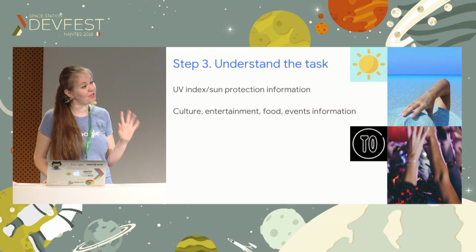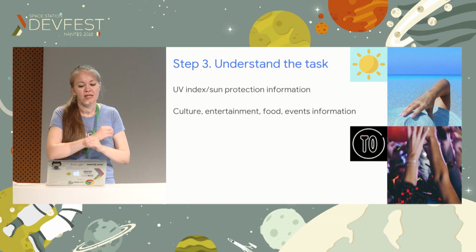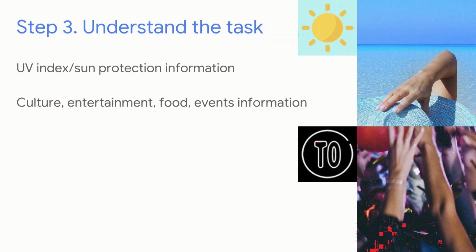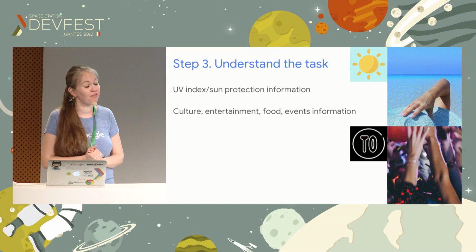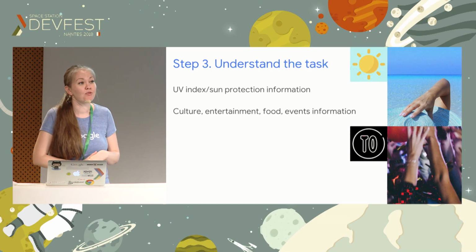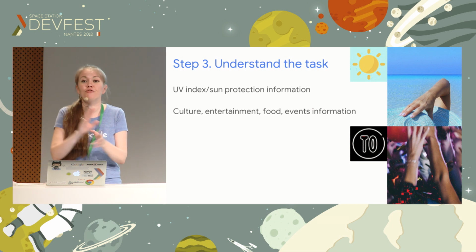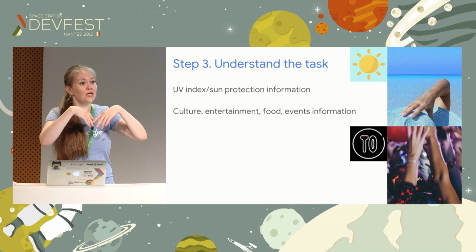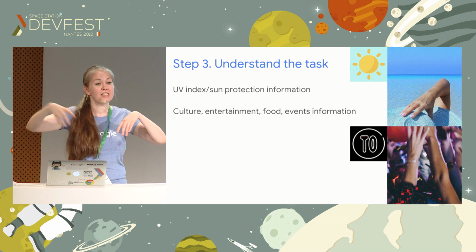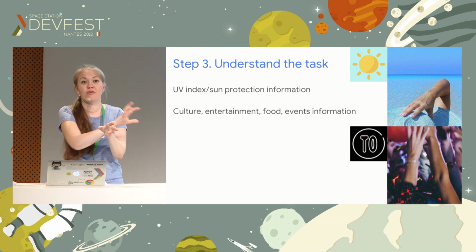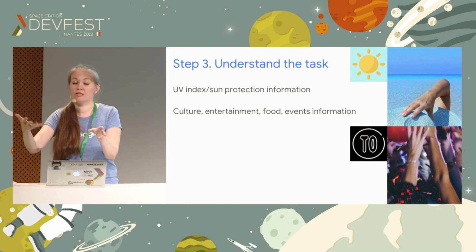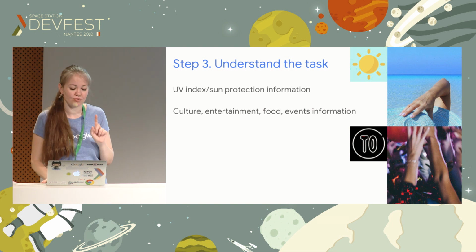Now, number 3, we should understand the task. This is really easy, probably the easiest part. The first app I developed is about UV index and sun protection information, and Time Out is about culture, entertainment, food, and events information. If you have a mobile app, you already know that. Just think about how those pieces of information can be easily transferred to a voice app, not copied, transferred.